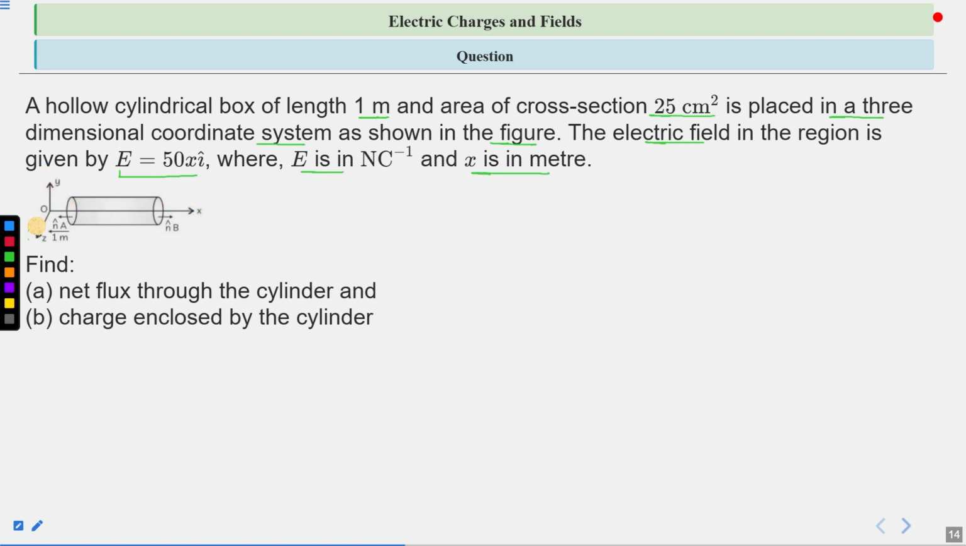So here we have to find out, option A, the net flux through the cylinder, and option B, the charge enclosed by the cylinder. Think about this question.